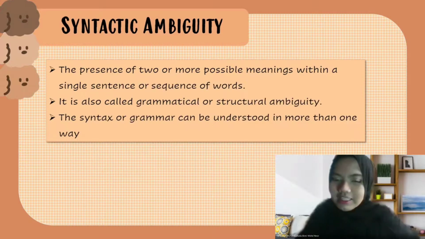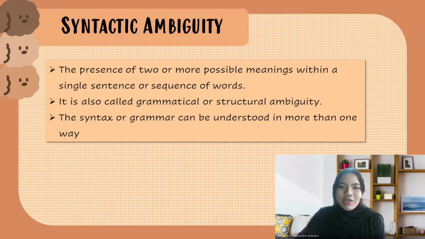Yes, sure, Sabrina. Let me continue the explanation. So, for the syntactic ambiguity, the syntactic ambiguity means the presence of two or more possible meanings within a single sentence or sequence of words. It is also called grammatical or structural ambiguity. The syntax or grammar can be understood in more than one way.